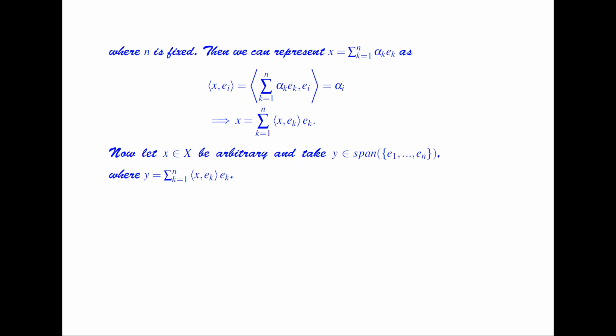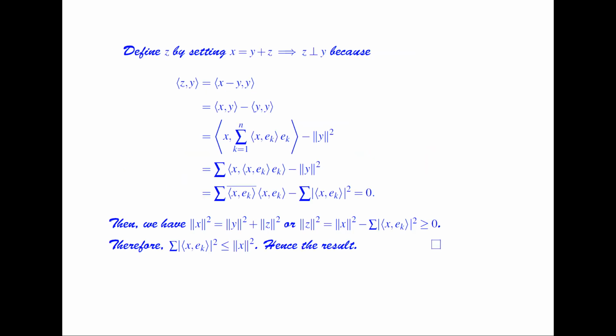So it implies that x is equal to the summation of the inner product of x comma ek times ek. So let x be arbitrary, and we can take y belonging to the span of the set e1, e2, and so on en, where y is equal to the summation of the inner product of x comma ek times ek. So define z by setting x equal to y plus z, such that z is perpendicular to y, because the inner product of z comma y is equal to the inner product of x minus y comma y, which is equal to the inner product of x comma y minus the inner product of y comma y.